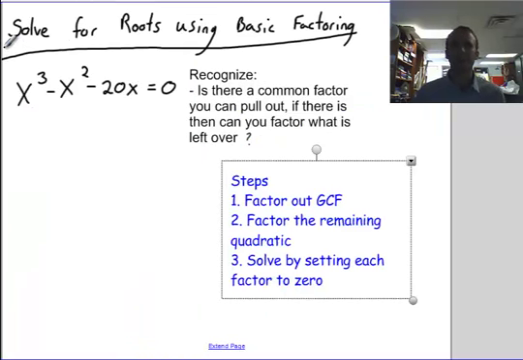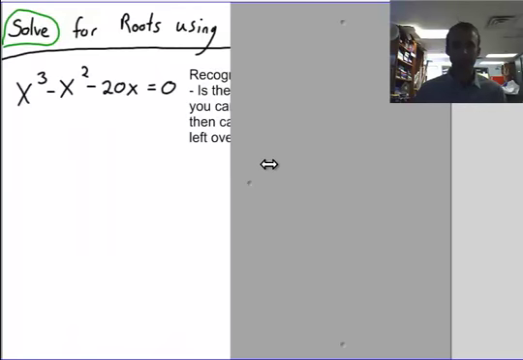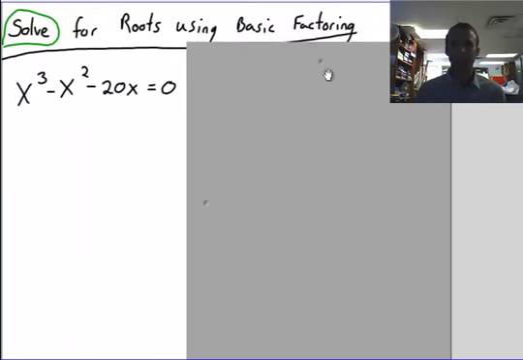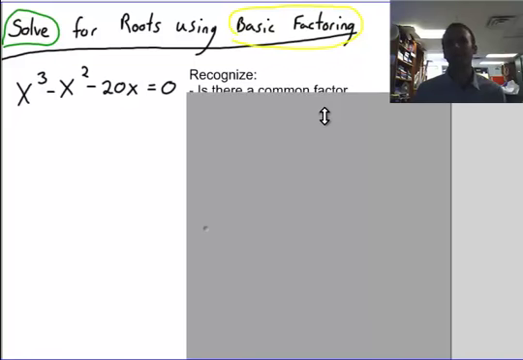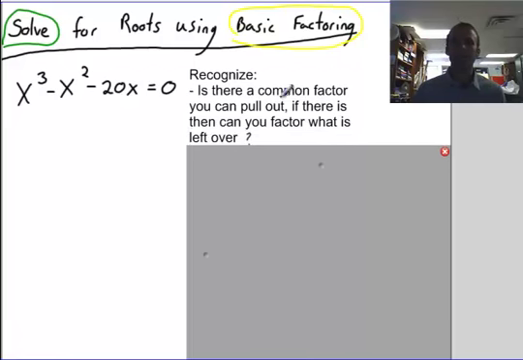So note that we have to factor in order to solve these. So let's work on this one, and I'm upping my objective from just factoring to solving. So I need to solve these. So we're going to factor, though, using basic factoring techniques. For basic factoring techniques, what you need to do is recognize it, and that's, is there a common factor you can pull out? Okay, is there a common factor you can pull out?